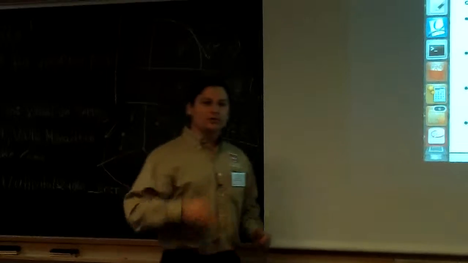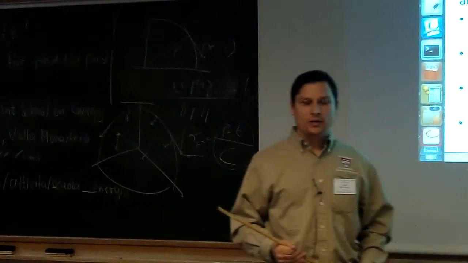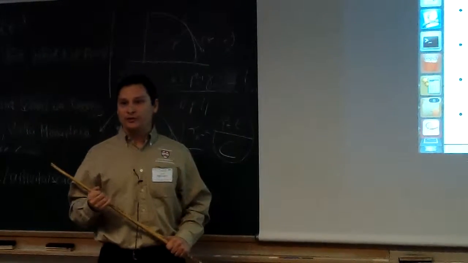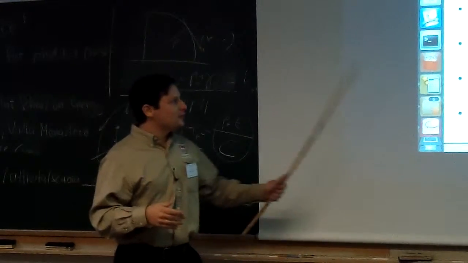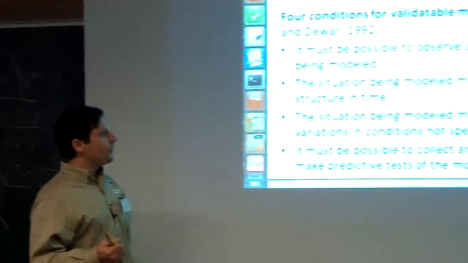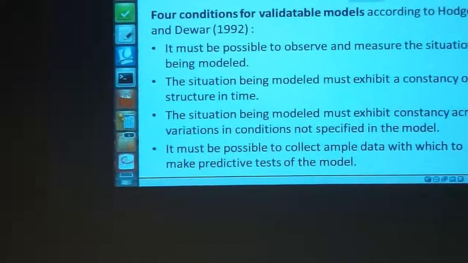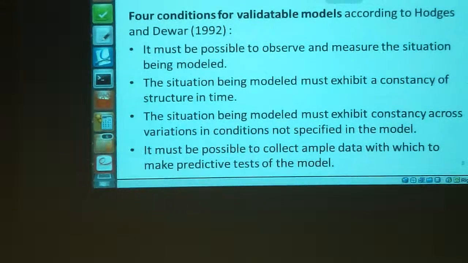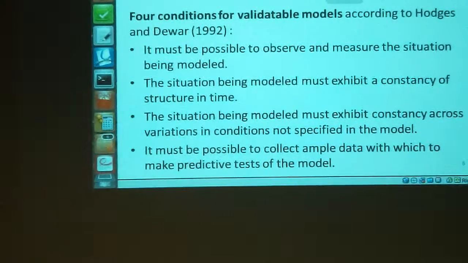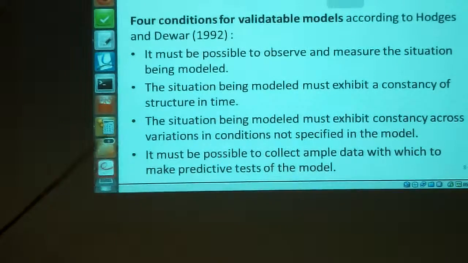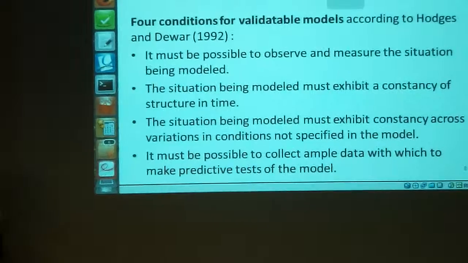And what they said was, look, first of all, not all models can be validated. And if you think you have a model that can be validated, it needs to meet these conditions. So the first is, it must be possible to observe and measure the situation being modeled. Second, the situation being modeled must exhibit a constancy of structure and time. Third, the situation being modeled must exhibit constancy across variations and conditions not specified in the model. And lastly, it must be possible to collect ample data with which to make predictive tests of the model.